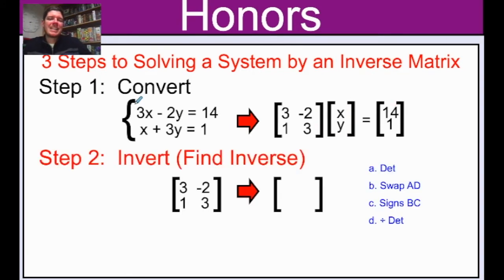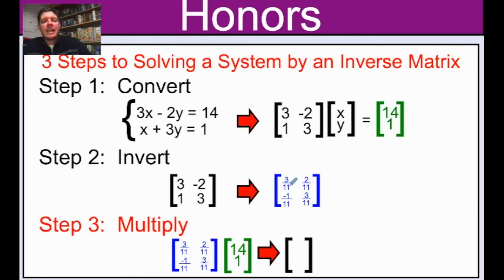The second step is going to be to find the inverse. If you have a graphing calculator, just use that. If you don't, remember we would find the determinant, swap A and D, change the signs on B and C, and divide by the determinant. But I'm assuming you've got your graphing calculator or an app on your phone to help you out. And so we would get this as your inverse.